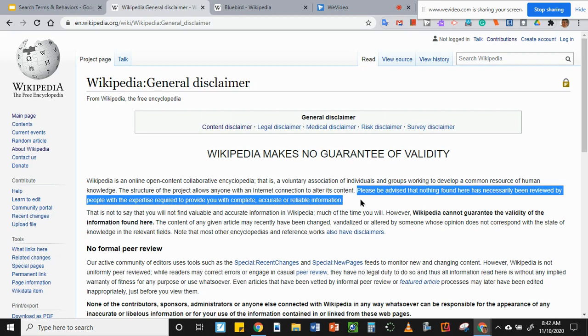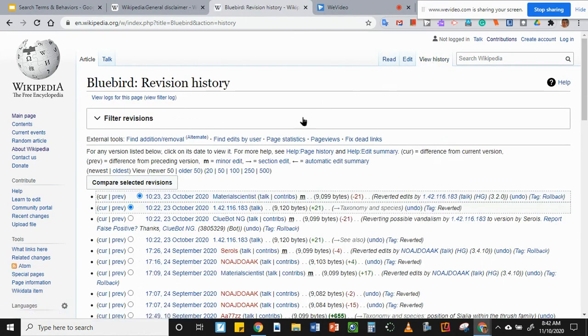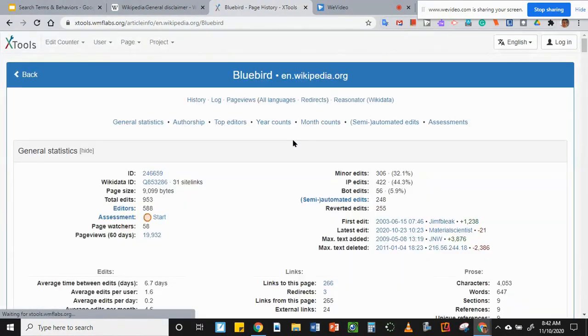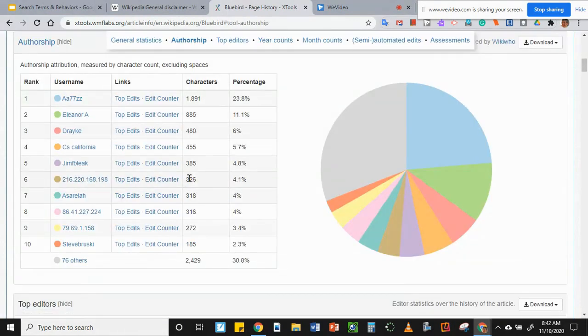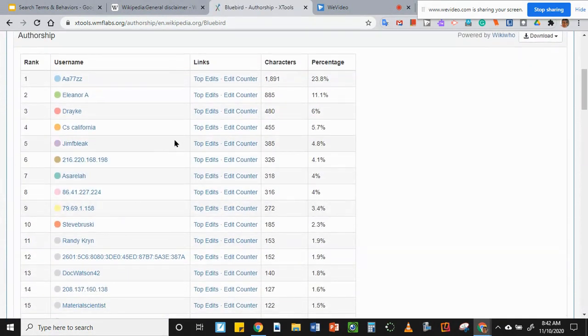I just want to show you how many people are involved as authors of an article. So this is a Wikipedia article. And if I go to view the history of it, and I look at the page statistics, and then I click on authorship, this is going to show me there are 86 people total who have added to this entry on the article about my topic.